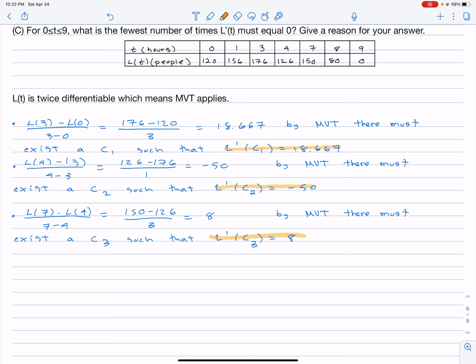And then it looks like we're on our last interval. Let me double check. Is it our last? We just went from 4 to 7. Now we're going to go from 7 to 9. That's where it's decreasing, right? So now I'm going to say L of 9 minus L of 7. Is it 9 minus 7? Yeah, 9 minus 7.